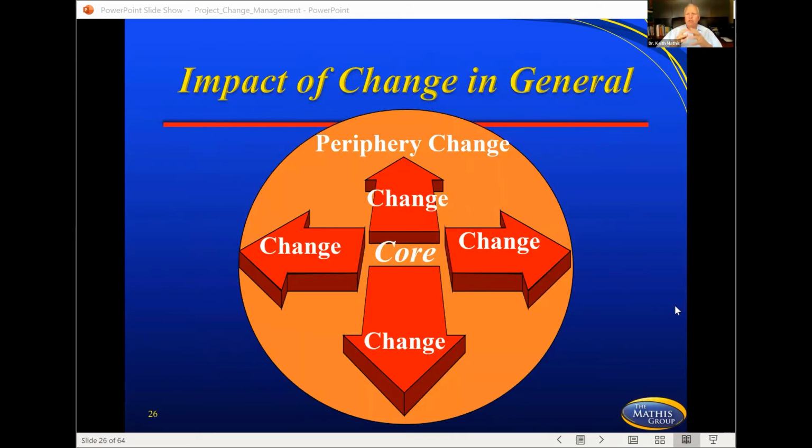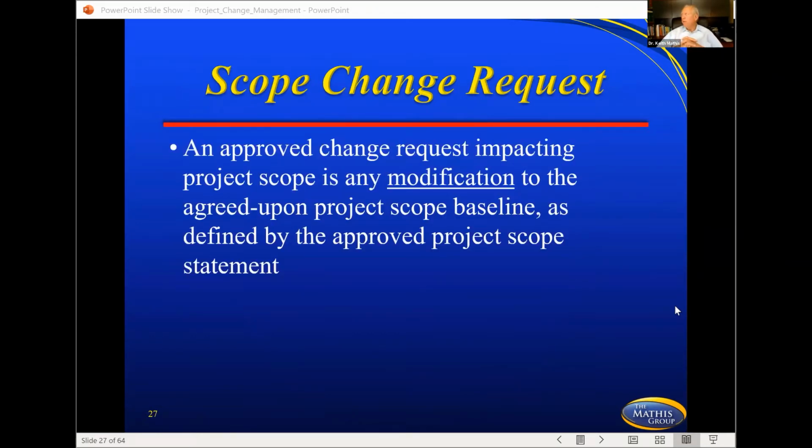Now, one of the things that we get caught in that we have to watch is the impact of change in general. This is called preference change, and you'll notice in the middle here the word core. Well, you have a core change that happens on a project, and a lot of times we get so focused on what that's going to cost and how much time it's going to eat up to implement that we forget that there's a ripple effect into a lot of different areas. And that's the purpose for this slide, to get us to look at that ripple effect.